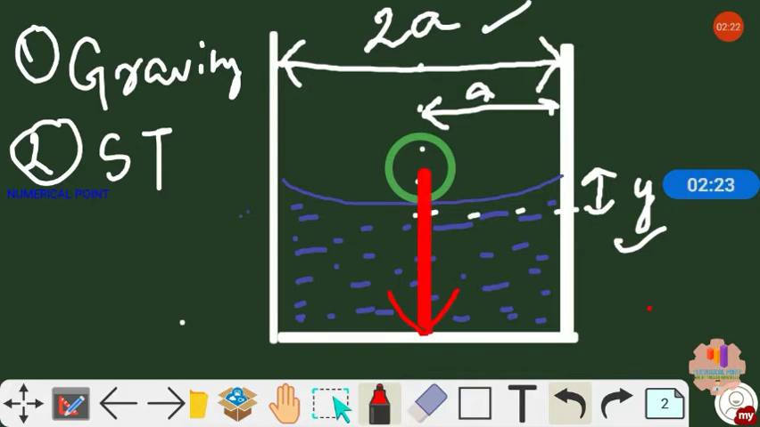So guys, this is the gravity force, and what will be the magnitude of the gravity force? Let's suppose the length of the wire is L, so the gravity force will act downwards and the magnitude will be W into L. Now we will show the most important force, the surface tension force. About the surface tension force we know its magnitude also, but the direction is important.